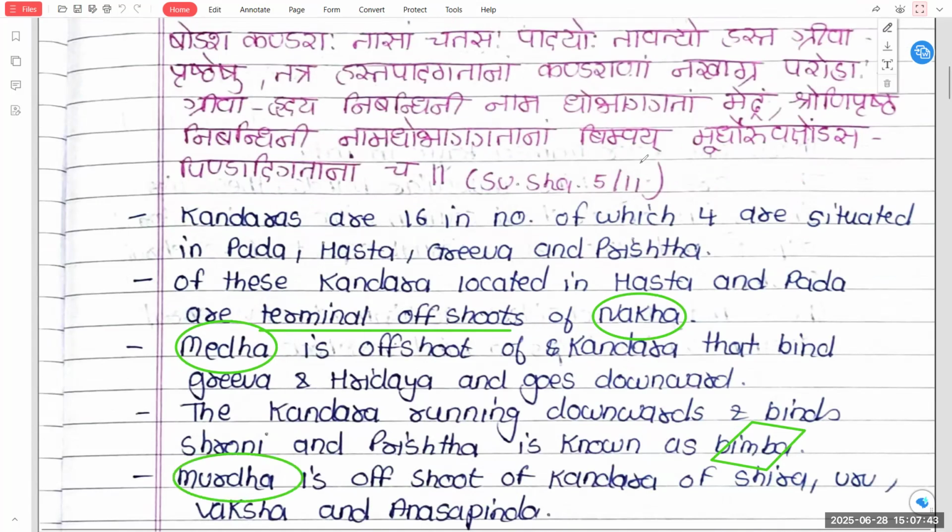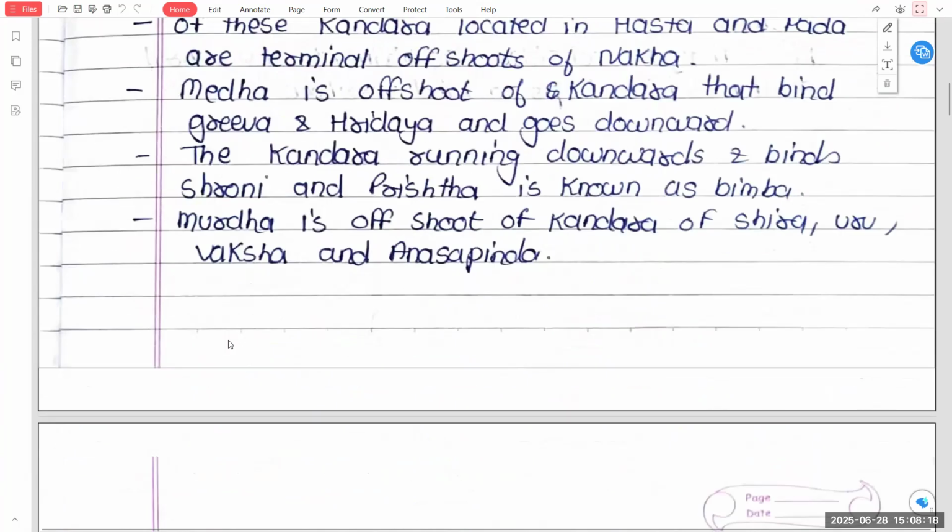Okay. So, the offshoots from Hasta and Pad will form what? Nakha. The offshoot of Griva and Hriday will go downward and form Medra. The offshoot of the Kandra running downwards from the Shroni and Prishta will form the Bimba, and Murdha is the offshoot formed by Shira, Uru, Vaksha and Ansapinda. Shir means head, Uru means thigh, Vaksha means the chest region, and Ansapinda is the shoulder region. Okay. So this was all about Kandara.